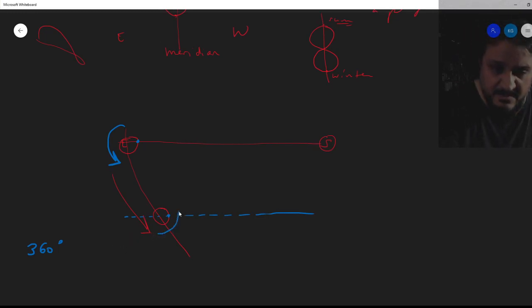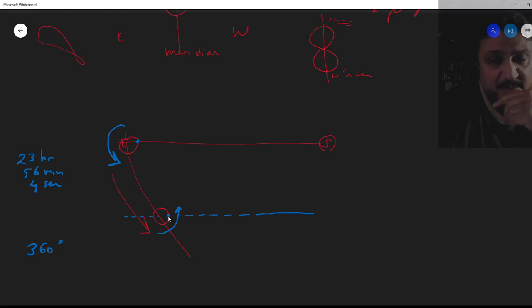So one full revolution, which is 360 degrees, would bring this blue dot back to where it is, right? But that's not a day. This only takes 23 hours, 56 minutes, and 4 seconds. Okay, so about 4 minutes shorter than what we call a day, which is 24 hours. Why? Very simple.